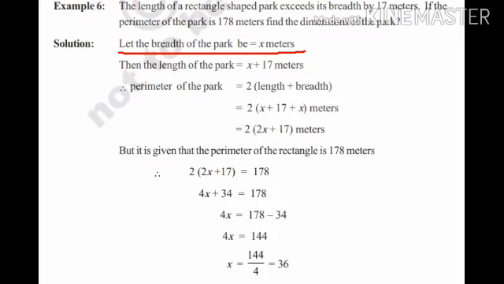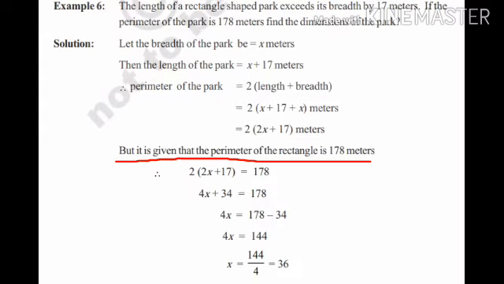Solution. Let the breadth of the park be x meters. Then the length of the park is x plus 17 meters, since the length is 17 meters more than its breadth. Therefore, the perimeter of the park is equal to 2 into (length plus breadth). We know the perimeter of a rectangle is equal to 2 into (length plus breadth). Next step, substitute length and breadth values. That is equal to 2 into (x plus 17 plus x) meters. That implies 2 into (add the x plus x) that is 2x plus 17, meters.